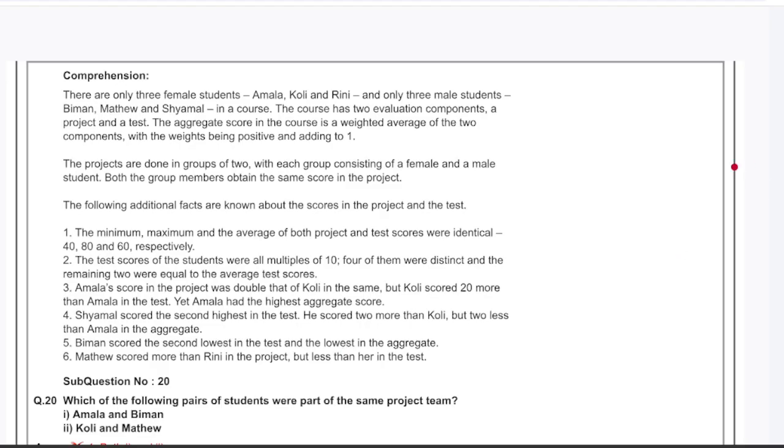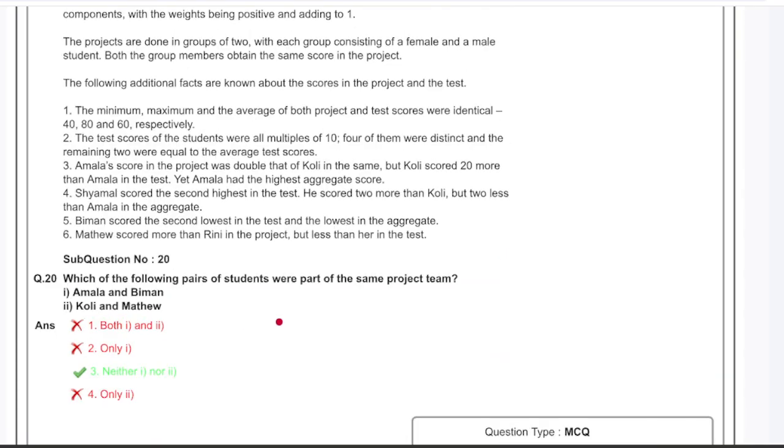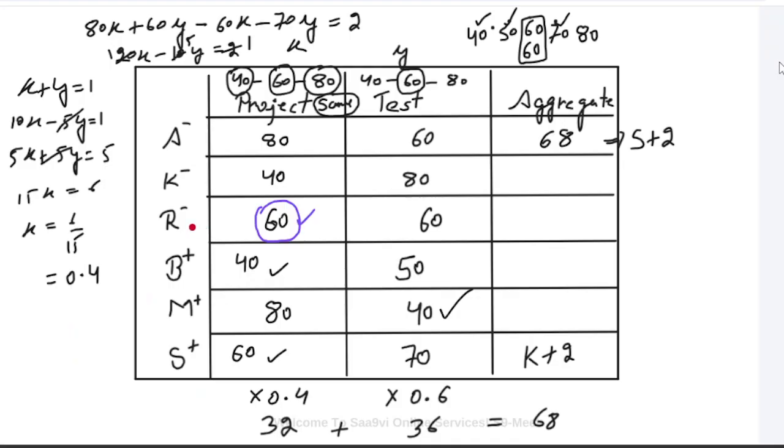The last question: which of the following pairs of students were part of the same project team? Amala and Biman, Koli and Mathew. Now the project scores should be the same for the group members. So Amla and Mathew, they are the group partners. K and B are the group partners.